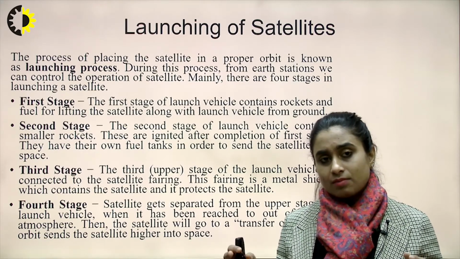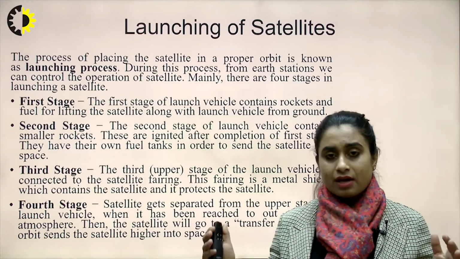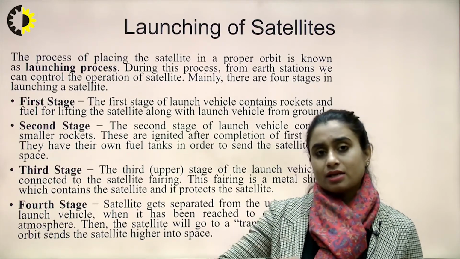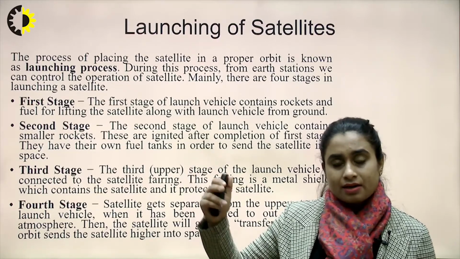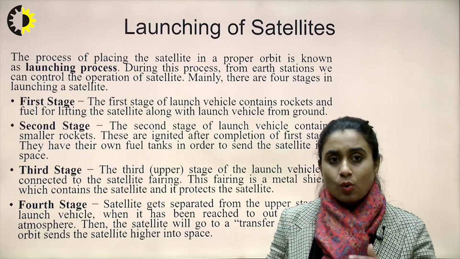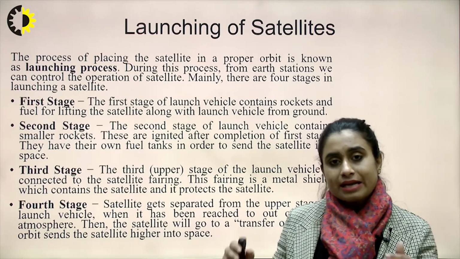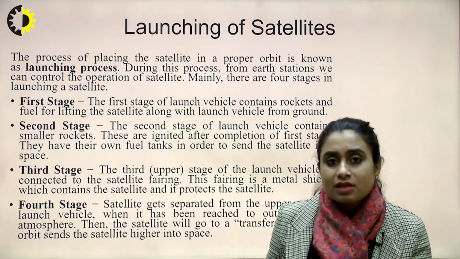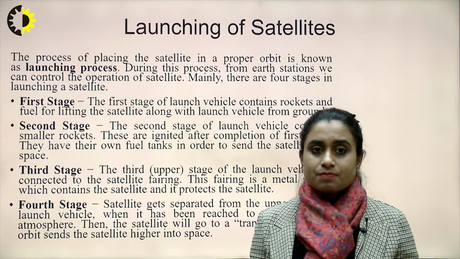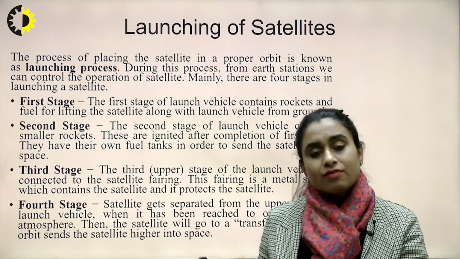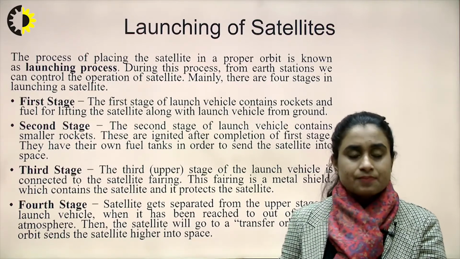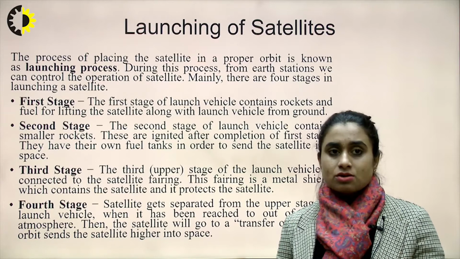These are heavy tanks associated with the rocket, and when the rocket goes, it usually takes a parabolic path, because it cannot go straight up beyond Earth's surface. When most of the fuel gets consumed, it sheds its part. Based on whether these parts can be reused or not, we have categorized our launch vehicles also, which we will be studying next. So that is the first stage, which contains the rocket.